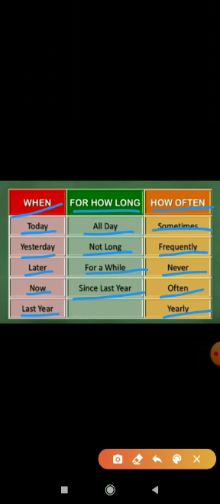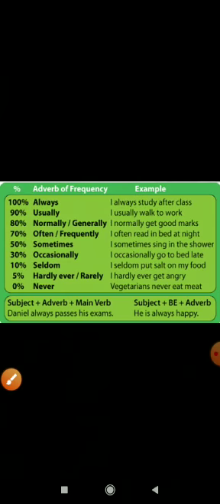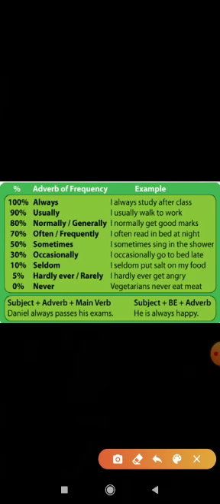Adverbs of frequency tell us how often an action happens. These are adverbs of frequency. We can call them how often words. Here we have some examples. Always, usually, normally, generally, often, frequently, sometimes, occasionally, seldom, hardly ever, rarely, and never.